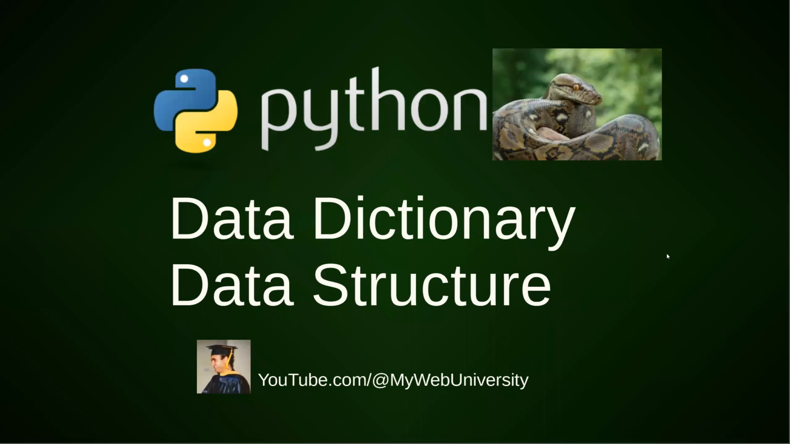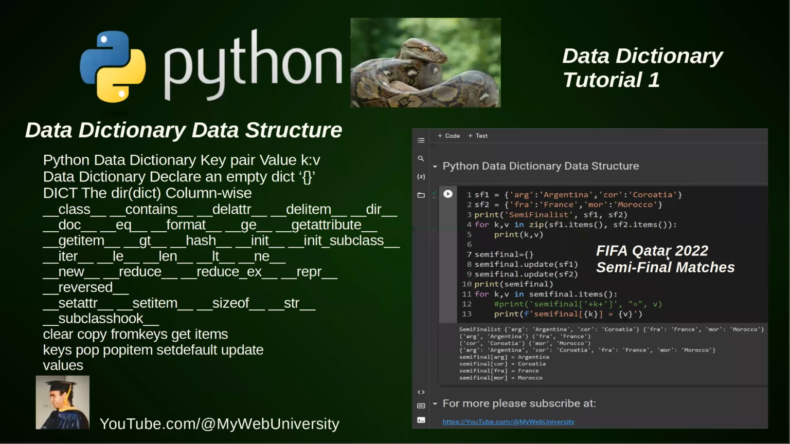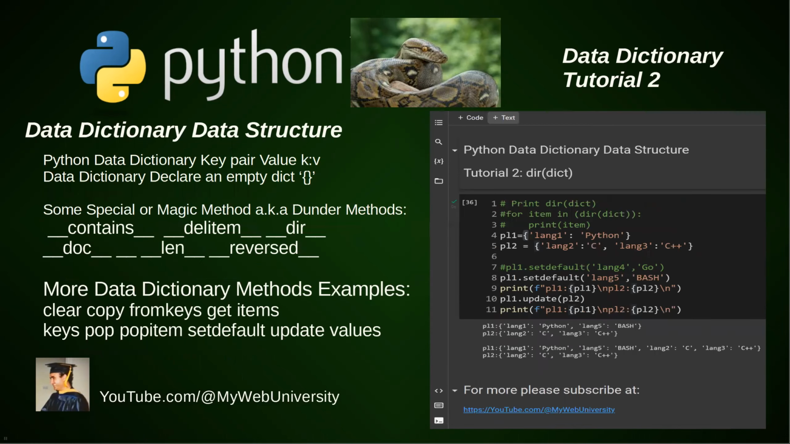As you can see, we're discussing the data dictionary, which is a very good key-value pair data structure. It's like a hash or hash array in other programming languages, or a map in C++ and Java. At this time, I'm going to discuss the data dictionary in Python, tutorial number 2. Tutorial number 1 was already covered in the last video. I'm going to finish the data dictionary in this one.